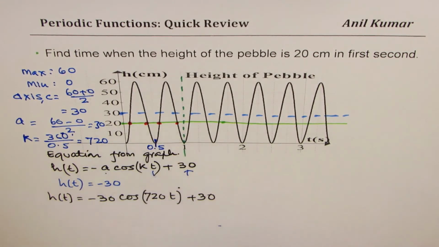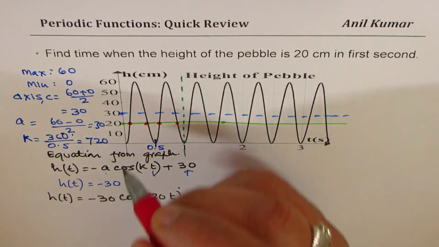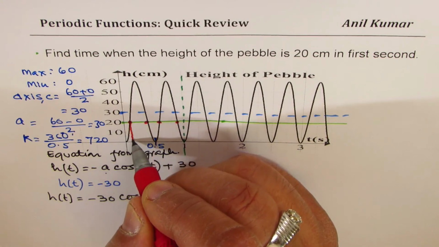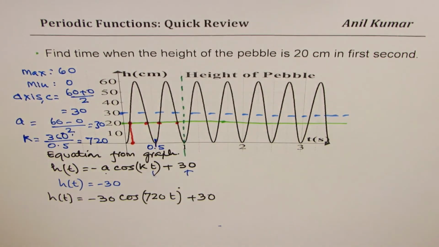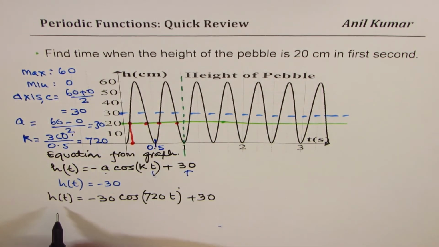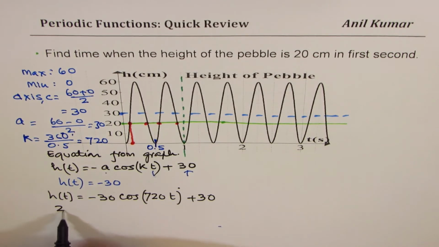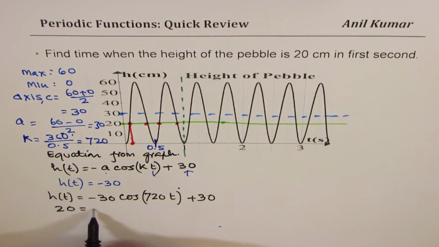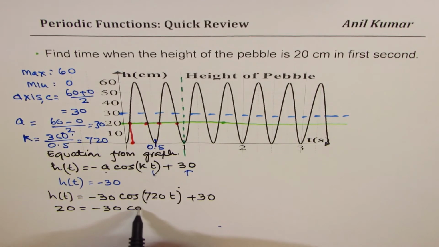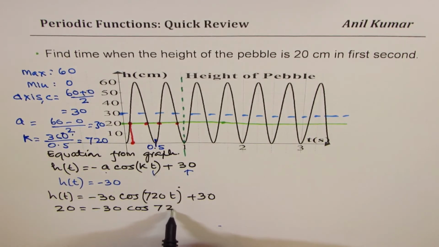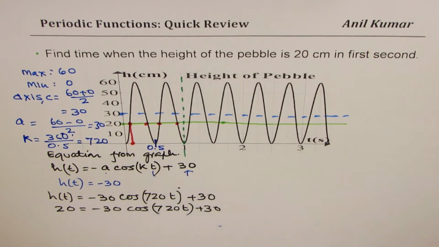Now we want to find the time when the height is 20. So let's find out this time. So what we are saying is that height h(t) equals 20. So we'll write 20 here for h(t). 20 equals minus 30 cos 720t, plus 30. Does it make sense to you? So that is how we'll actually solve this.